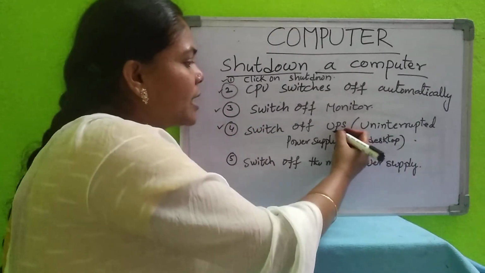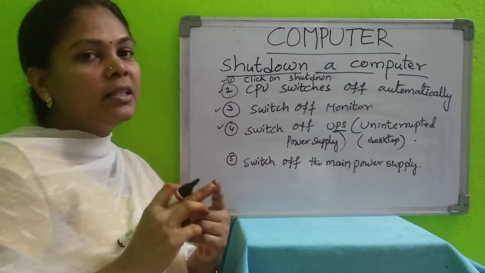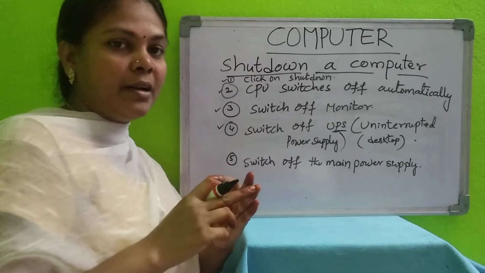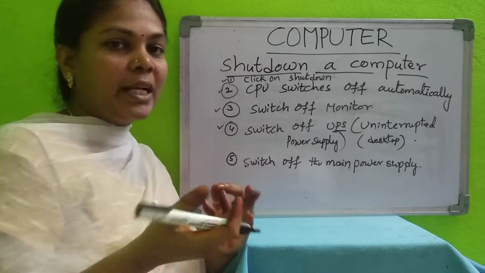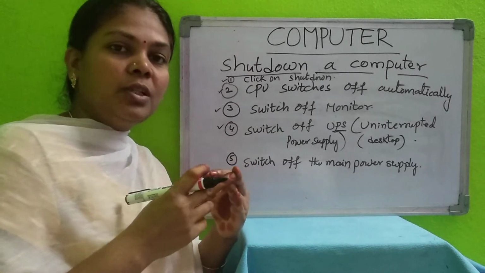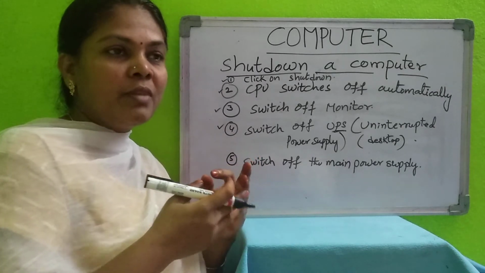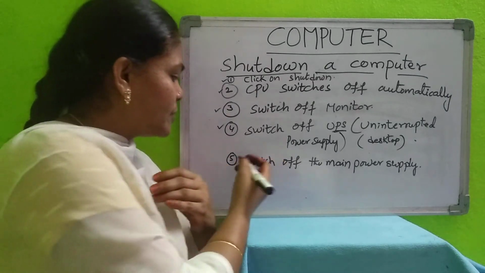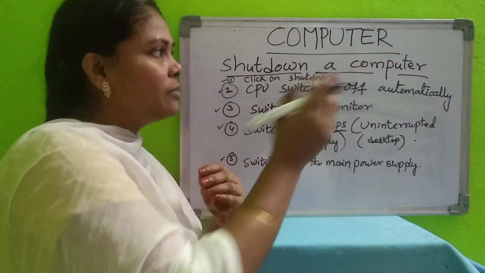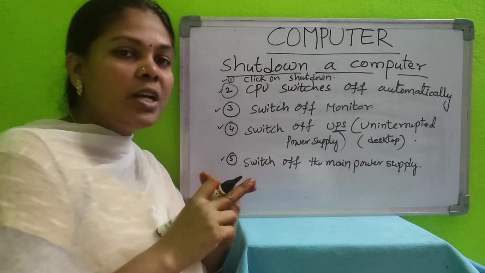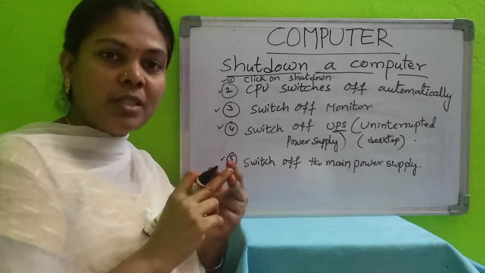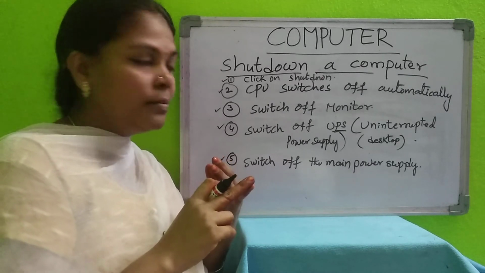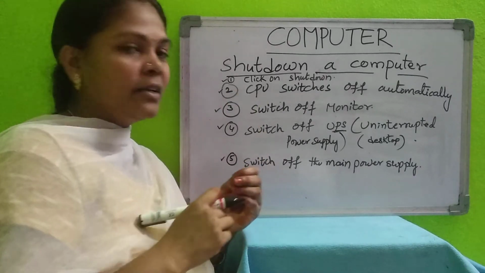So UPS is uninterrupted power supply that is connected to the desktop only, and it works like a battery to provide some extra power and to let you work with your computer for some more time when the electricity goes off. Okay, so last step we have to switch off the main power supply. Never directly switch off the main power supply. Your system gets damaged. So these are the steps we have to follow.